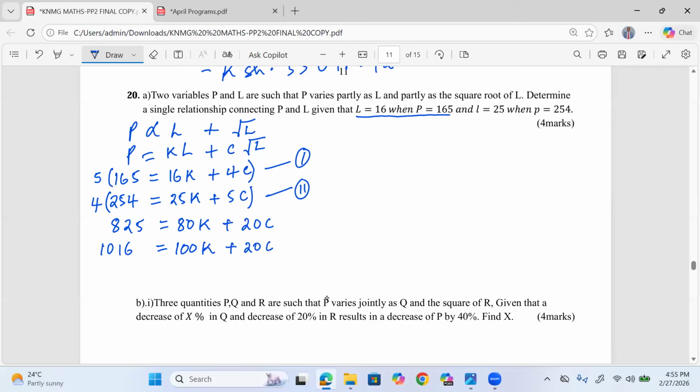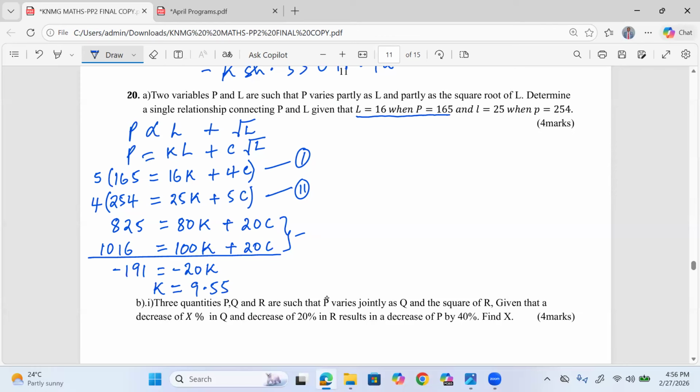So with these two, whereby the coefficients of C have been equated, we can now subtract corresponding terms, whereby 825 we subtract 1016, giving us negative 191 equals 80 minus 100, giving us negative 20, the value of K. And you see C has now disappeared. So negative 191 divided by negative 20, that's giving us 9.55 positive.